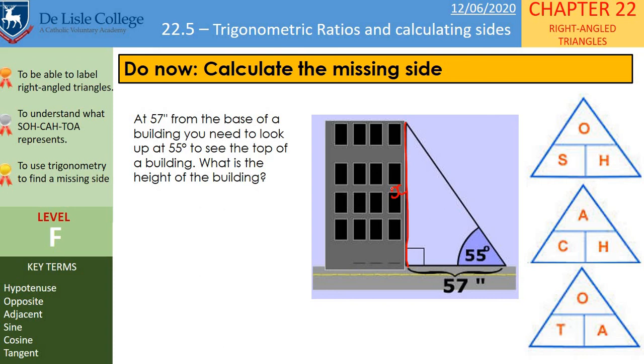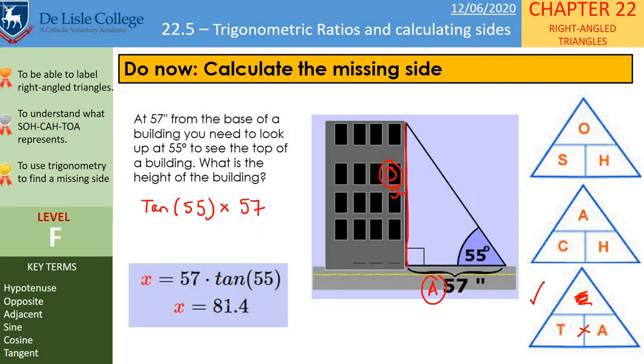So let's label. We know this is the opposite now, because it's opposite the given angle. We know that's the hypotenuse, so we've got the adjacent and the opposite. All right, so the adjacent and the opposite is our tan again, but because we're trying to find the opposite, we're doing a multiplication, look. So we're doing tan angle times adjacent. Okay, so that's what we're doing, and that dot there actually means multiply. You get 81.4 feet. Okay, brilliant.